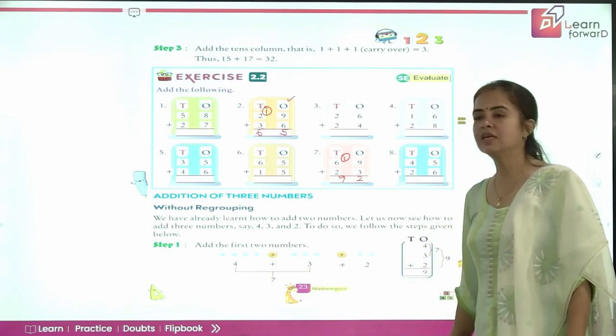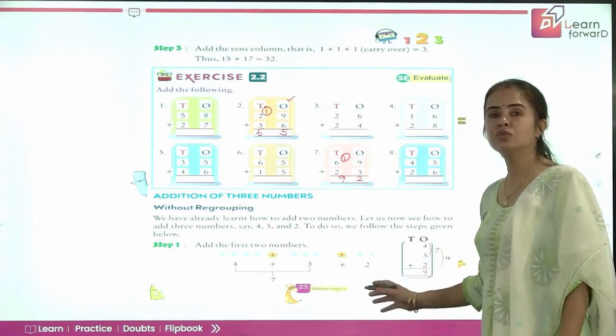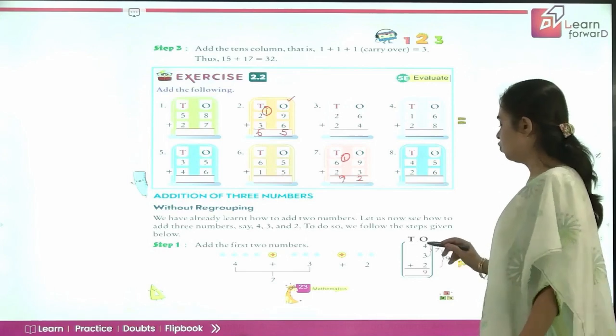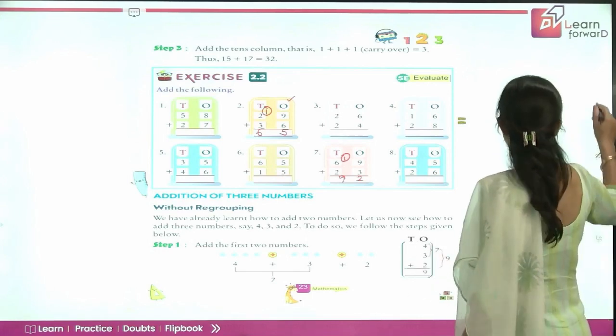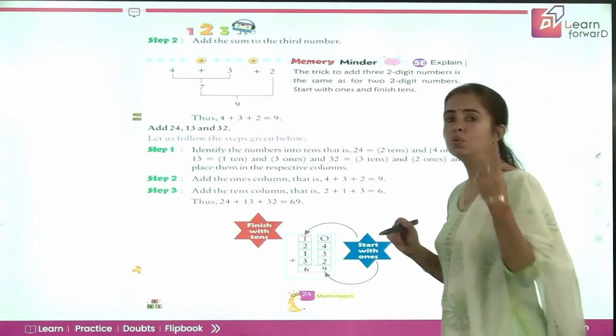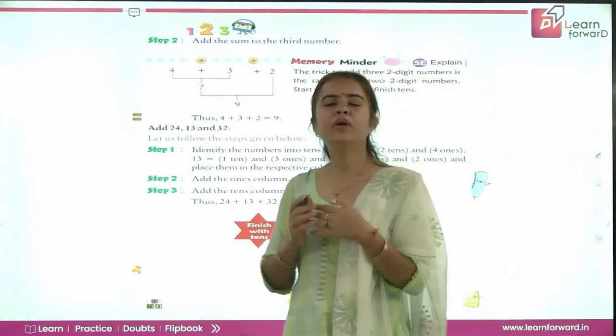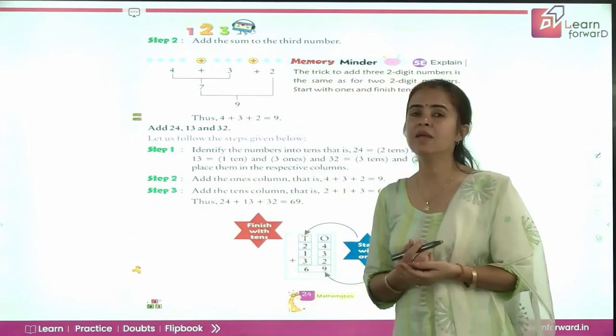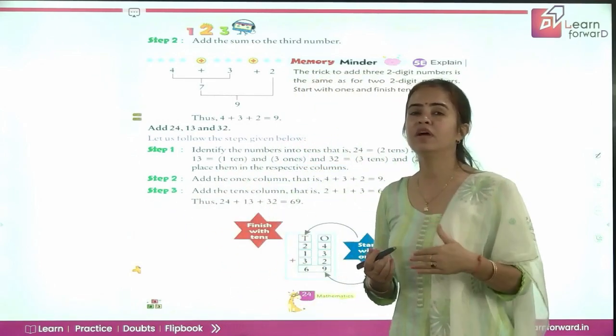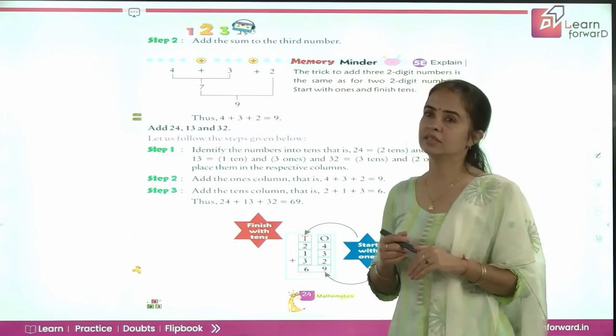How much is it? 7. And 7 plus 2 gives you 9. So 4 plus 3 plus 7 gives you 9. So simple. And it's not about children adding 2 numbers or 3 numbers. You can add any numbers and the process is the same. Just keep adding one number to the sum that you get, right?